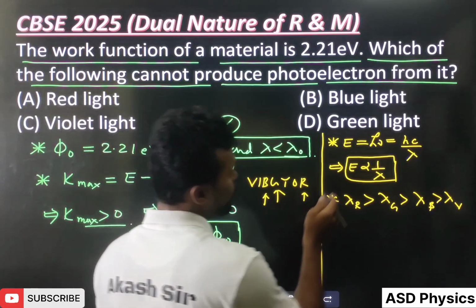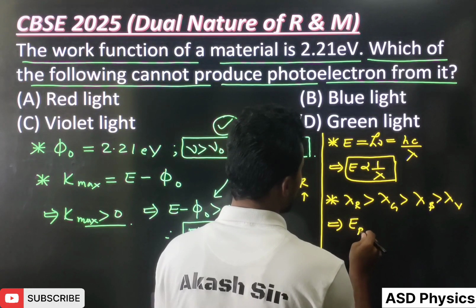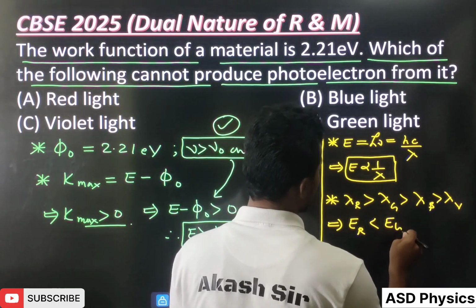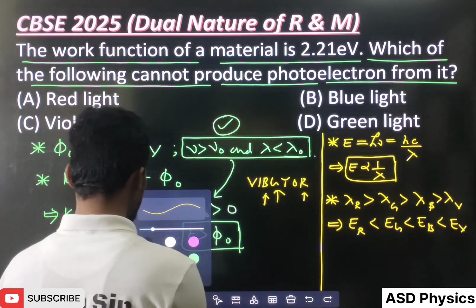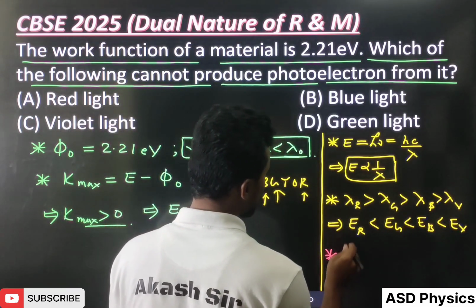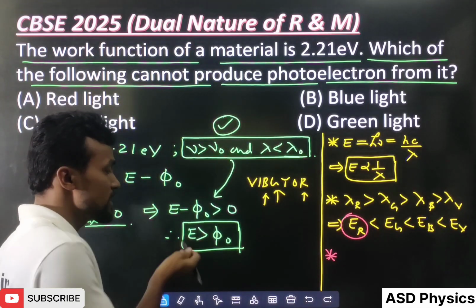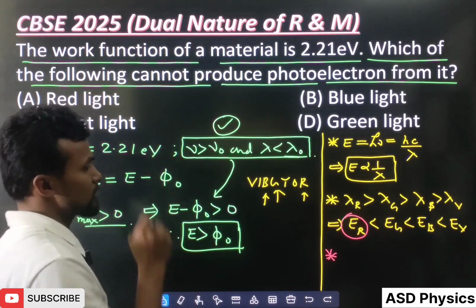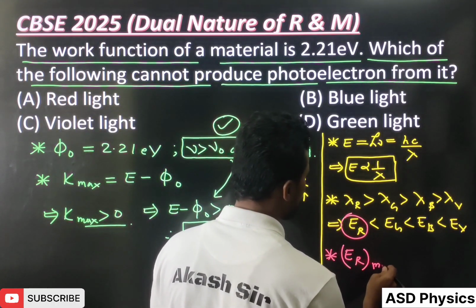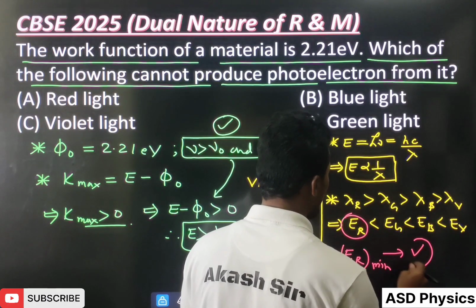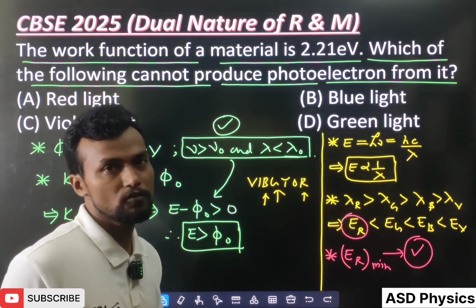So from here, now you know energy is inversely proportional to wavelength. That means red light has the minimum energy, then green, then blue, then violet. Red light has the minimum energy, and you know very well the energy should be more than the work function. So as E R is minimum, the most probability is that using the red light we cannot take out the electron from the metal surface.